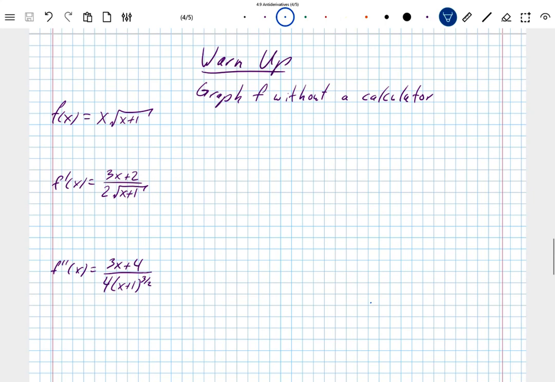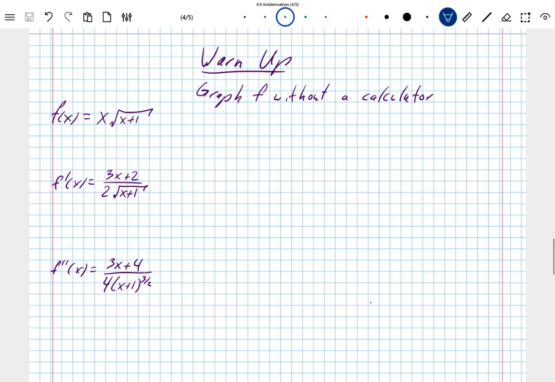Let's do another warm-up. This one might take a little longer. See if you can get it done within about 10 minutes. Here's a function f. I already gave you its derivative and second derivative. You should be able to find those on your own if you need to, but to speed things up, I gave those for you and I cleaned them up. See if you can sketch the graph without a calculator.